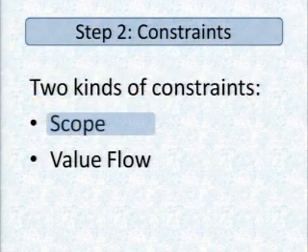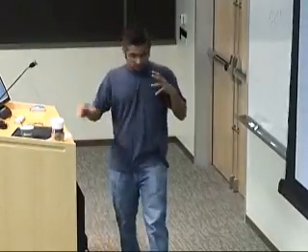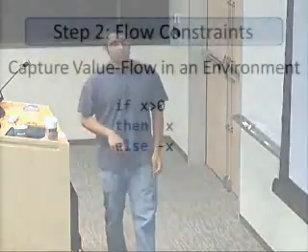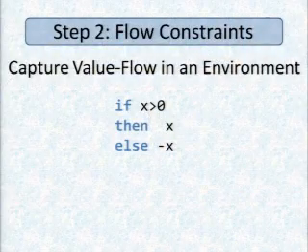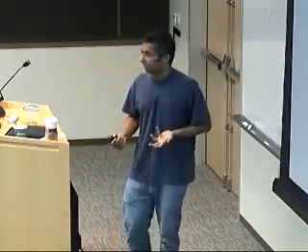Now, the scope constraints are really sort of bureaucratic. The more interesting kinds of constraints are the value flow constraints that capture what kinds of qualifiers I can actually plug in at various places. So let's just look at a little fragment of code to see what a value flow constraint is really doing. What these capture is the flow of values in a particular environment. So this is how we get path sensitivity.